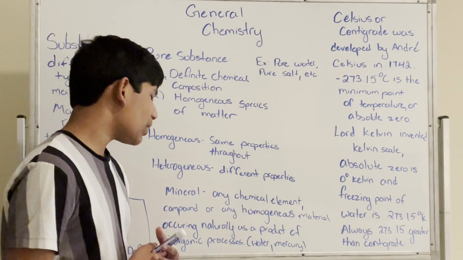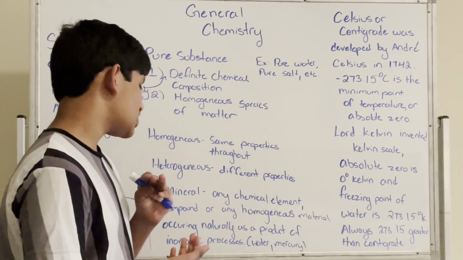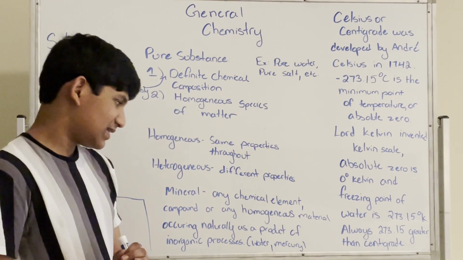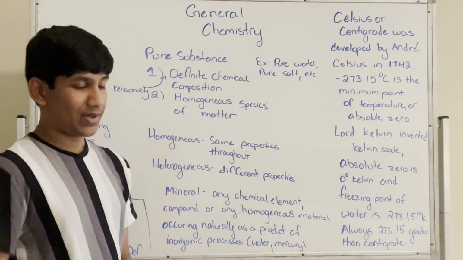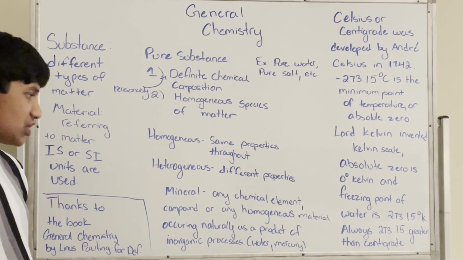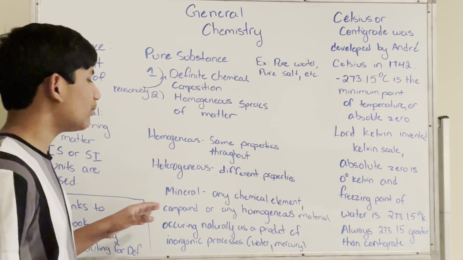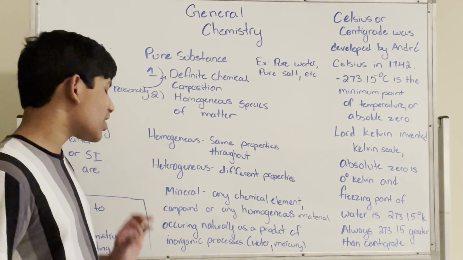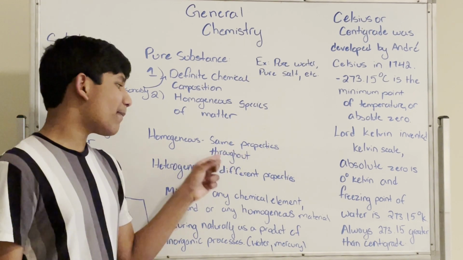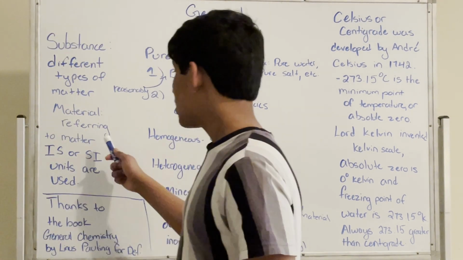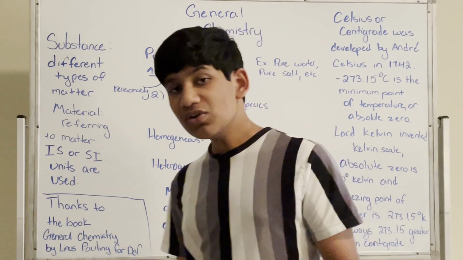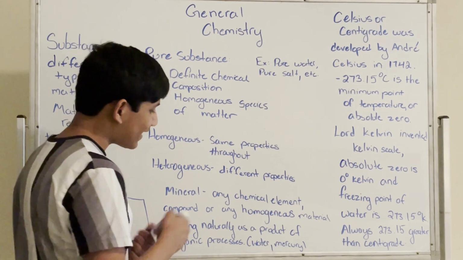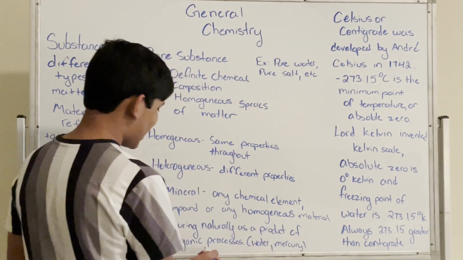So a mineral is any chemical element, compound, or homogeneous material occurring naturally as a product of inorganic processes, such as water or mercury. Now, let's decode this definition. So, a mineral is any chemical element, that's pretty straightforward, compound, or any homogeneous material. We talked about homogeneous meaning same properties throughout the material, referring to matter. Now, a mineral is just not a homogeneous material. It has to occur naturally as a product of inorganic processes.